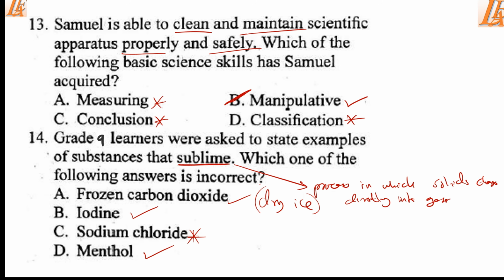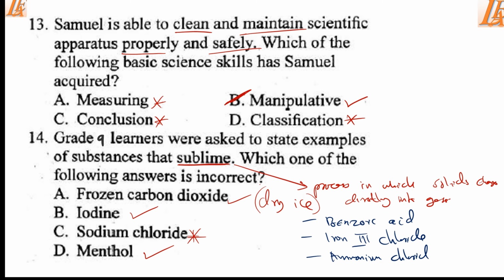So apart from these substances which I've said undergo sublimation here, we have other substances like benzoic acid. We have iron 3 chloride. And then we have ammonium chloride. These are other substances which undergo sublimation. When you subject them to heat in solid state, they change directly into gas. So the correct answer here, which of the following answers is incorrect? A substance which does not undergo sublimation here is sodium chloride, which is C.